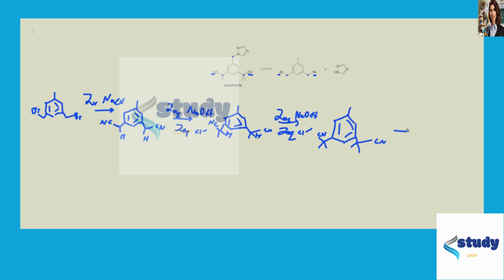And now we can add Br2 and light to brominate this allylic position such that we can add this nucleophile to do an SN2 attack on this position to give us the final product. So we can brominate the allylic position now that all the other allylic positions are fully occupied, so we won't accidentally brominate those positions.